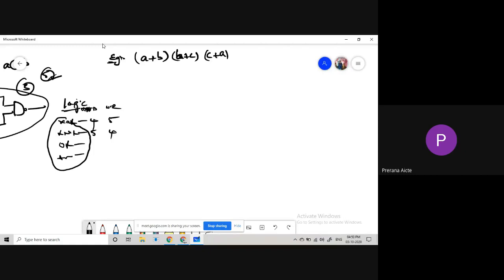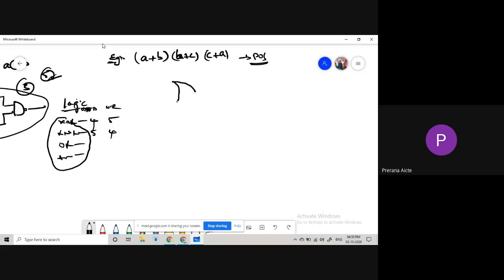First thing, the given expression is in the form of POS, product of sums. For this, how many AND gates are required? 1 AND gate is enough. How many OR gates are required? Yes, 3 OR gates are required.